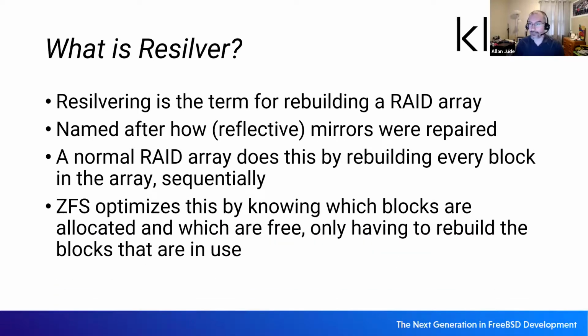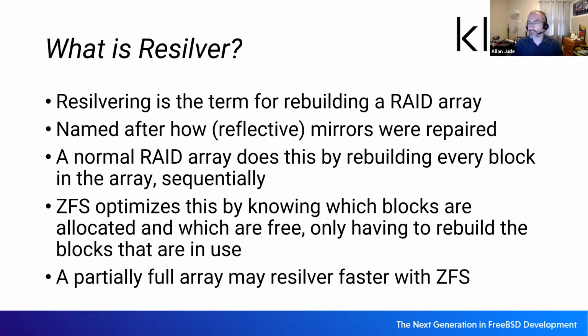ZFS is actually able to optimize this process. Because ZFS knows which blocks on the remaining disk actually contain data and which blocks are free space, ZFS can copy only the parts of the remaining disk that actually contain data to the replacement disk. ZFS also has the advantage of having the checksums of that data, so that it is actually able to tell if the copy on the remaining drive is damaged and knows not to copy the bad data.